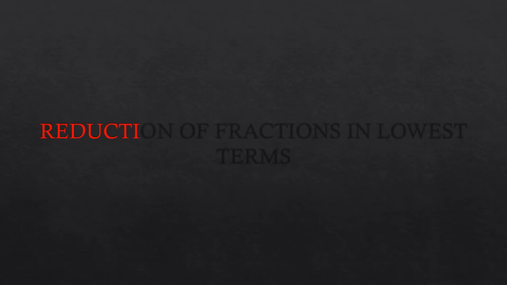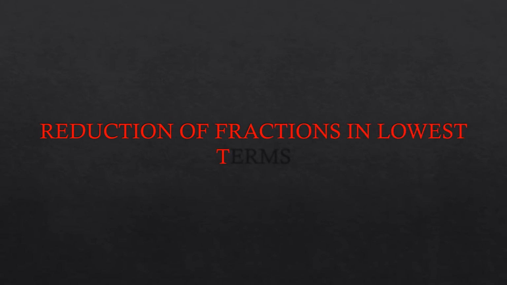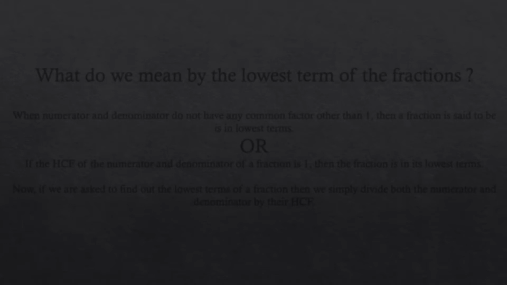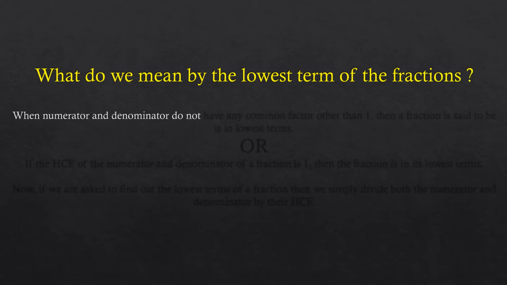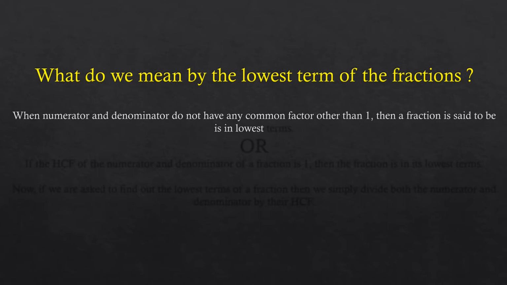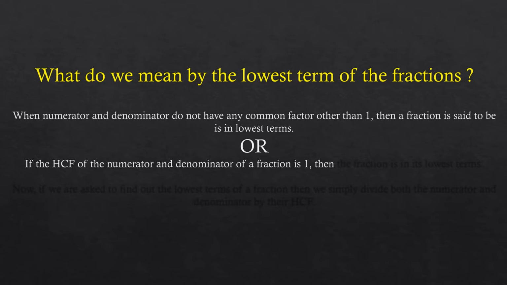Here in this video, we are going to discuss reduction of fractions in lowest terms. So let's start. Firstly, what do we mean by the lowest term of the fractions? When numerator and denominator do not have any common factor other than 1, then a fraction is said to be in its lowest term. Or if the HCF of numerator and denominator of a fraction is 1, then the fraction is in its lowest term.